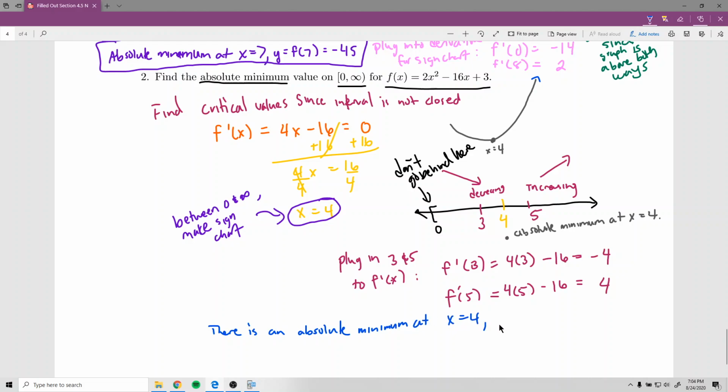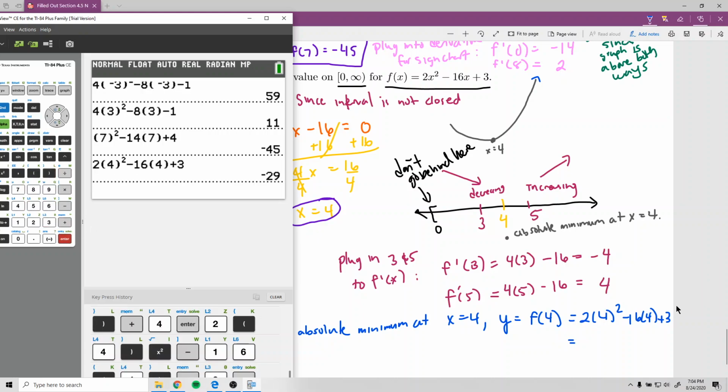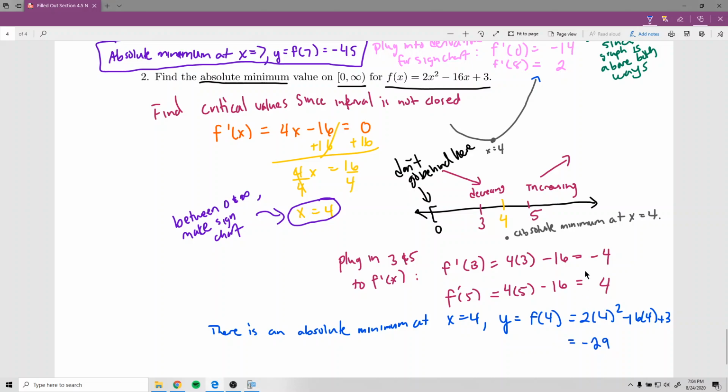at x equals 4, and then the y value, we plug it into the original. Right, we plug it into the original because it's actually on the graph. So 2 times 4 squared minus 16 times 4 plus 3. And if we do that, 2 times 4 squared minus 16 times 4 plus 3, we get negative 29. So there's an absolute minimum at x equals 4 of y equals negative 29.